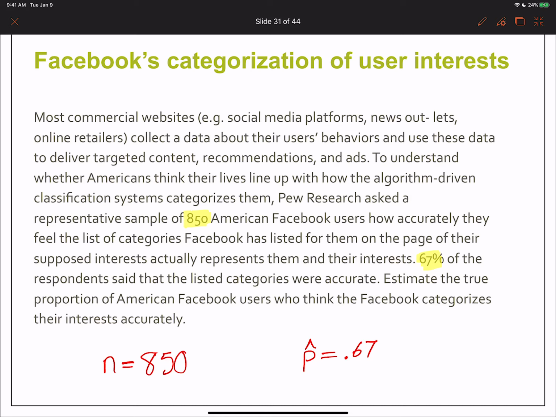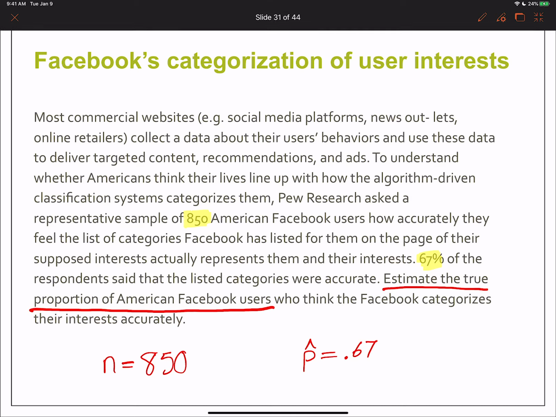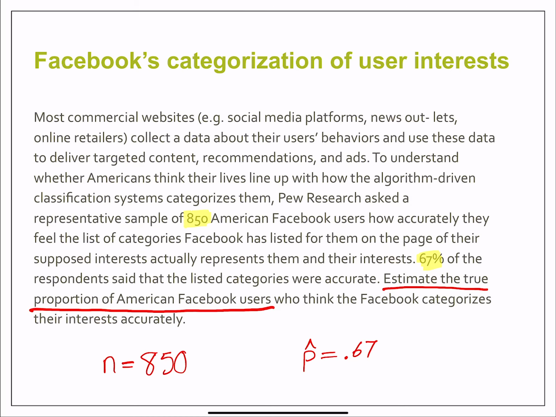All right, so that's the important information we're pulling out of here. But now the question is, what can we do with that? Because what do we want to do? We want to estimate the true proportion of all Facebook users, not just our 850 person sample. How many people are on Facebook? Millions and millions? A billion? I don't know how many users Facebook has, but it's way more than 850. That I could tell you for sure.